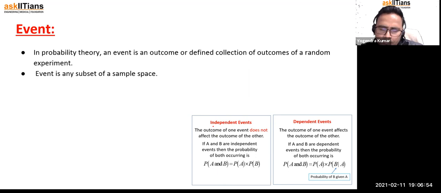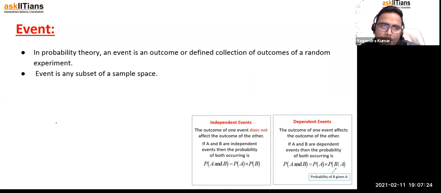Now, what are independent events and dependent events? I think you don't get many questions on this right now, but it is important here. Independent events are those that do not depend on each other. The events do not affect the occurrence of each other. Dependent events are those that affect each other, right? I hope you got it.